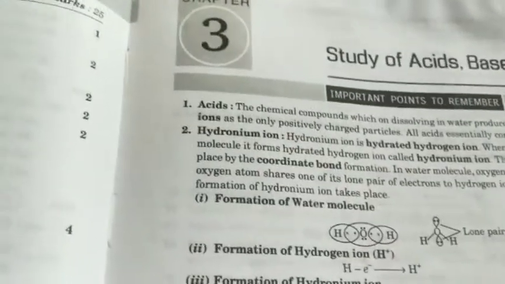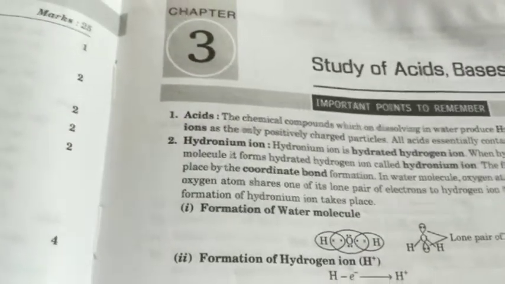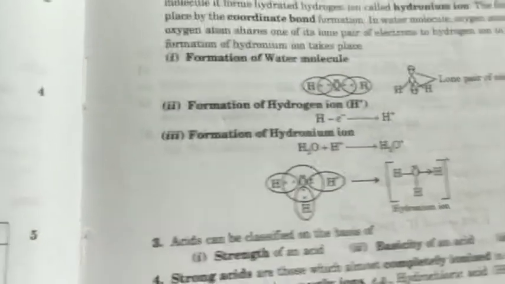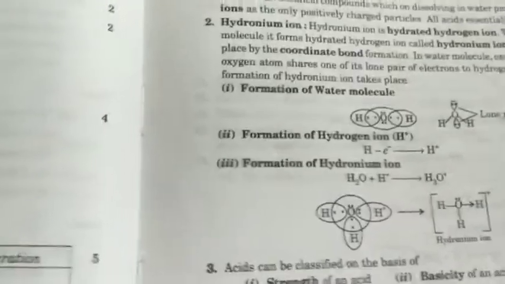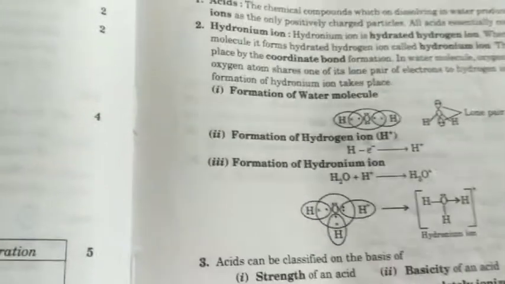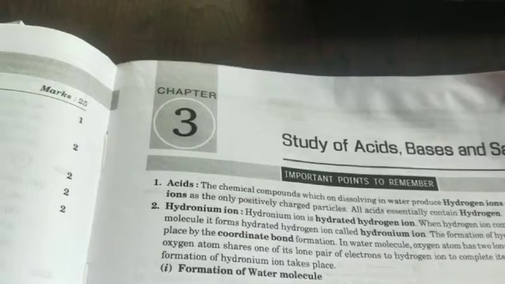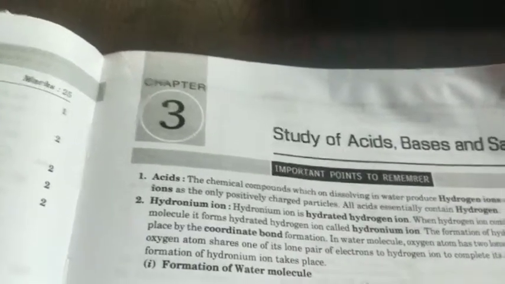Now, the next point is how do you classify acids? Acids can be classified on the basis of strength of an acid, basicity of an acid, and concentration of acid. First of all, I am going to explain strength of acid. Under strength of an acid, two types come: strong acid and weak acid. Generally, we know that all organic acids are weak acids, the acids which don't give that much hydrogen ion in aqueous solution. For example, acetic acid.